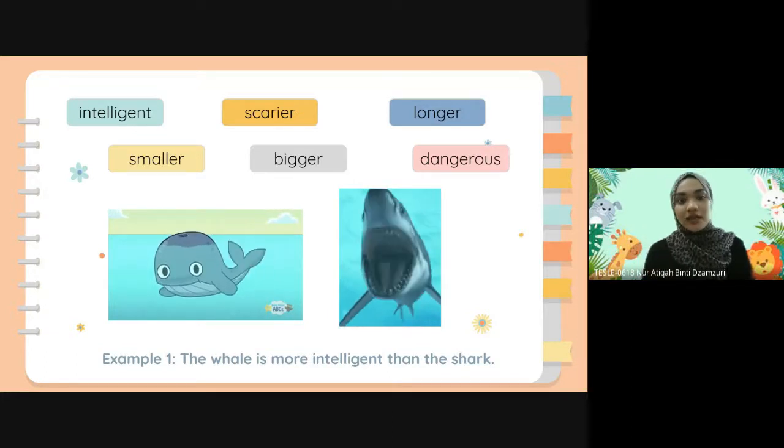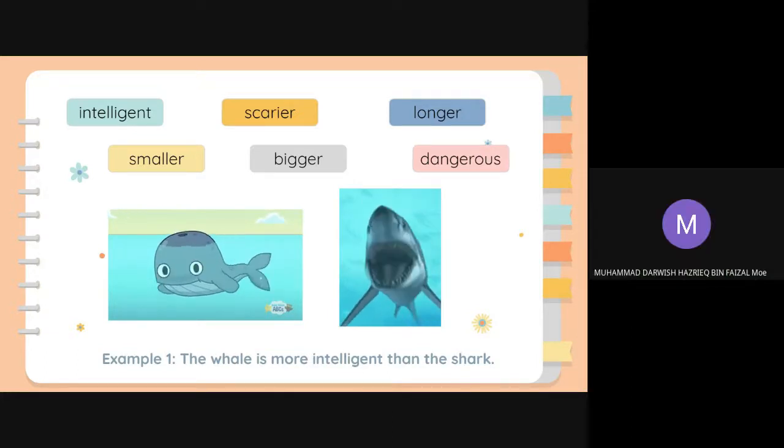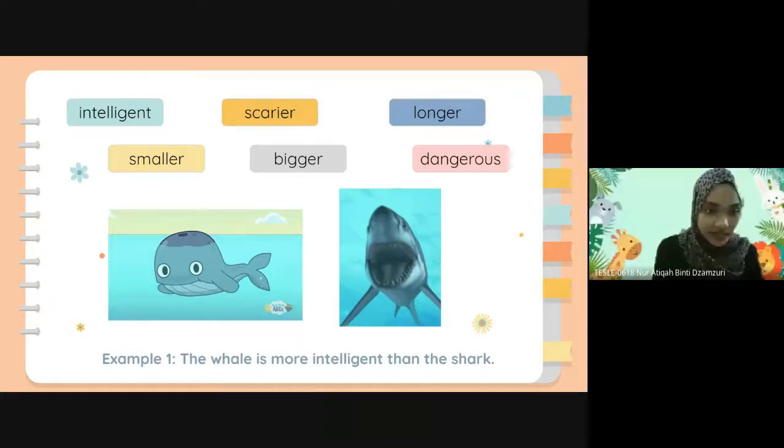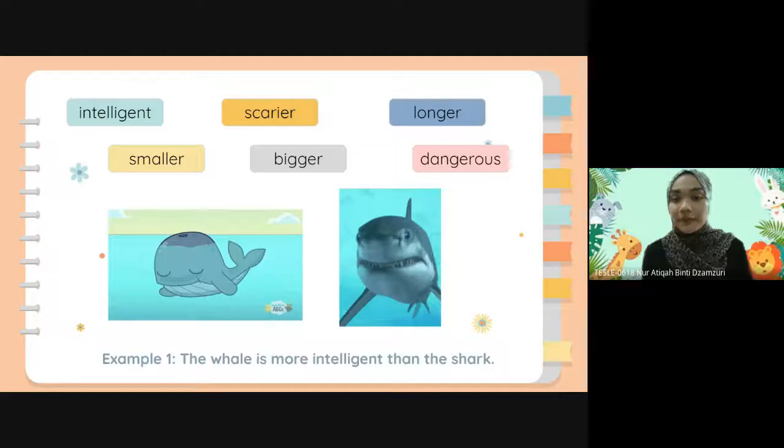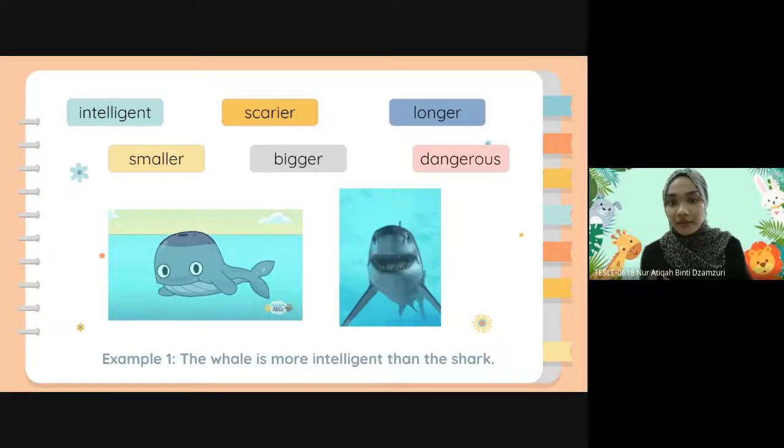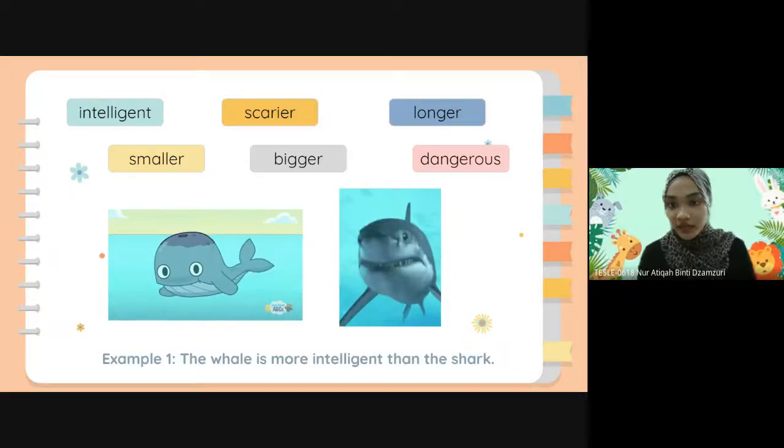Okay, this is the example. No, just write. After this, read. Teacher wants you to say it. Okay, this is the example. The whale is more intelligent than the shark. Choose any, then make a sentence like this, like the example. I will give you 5 minutes.